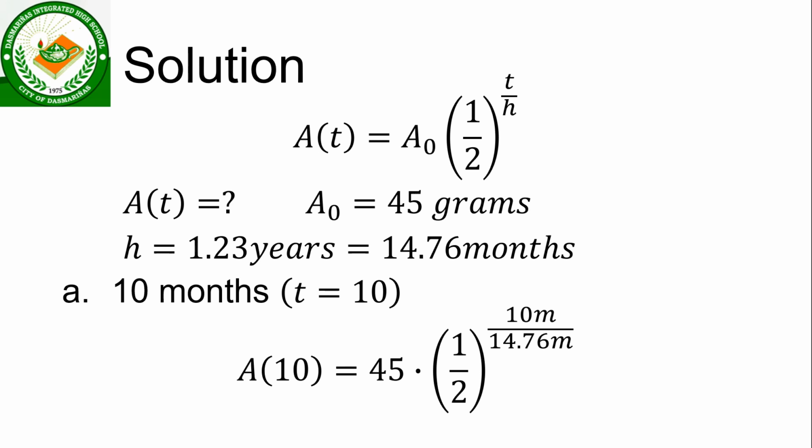So why is it 14.76? Because the given t is in months. Therefore, we must also use months for our half-life. Okay, so we have here 10 over 14.76.